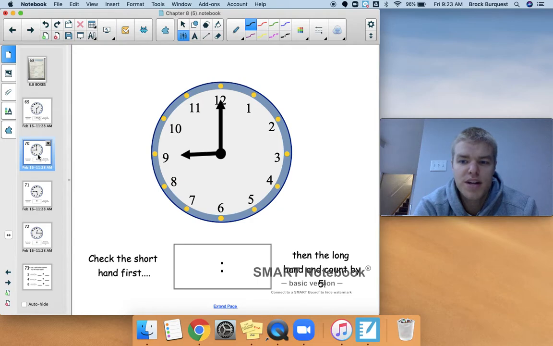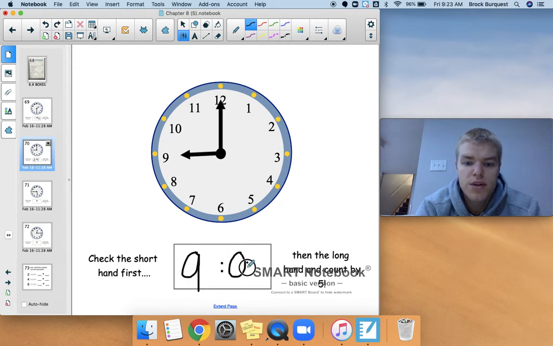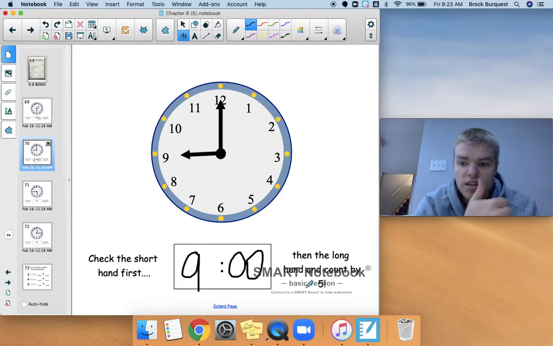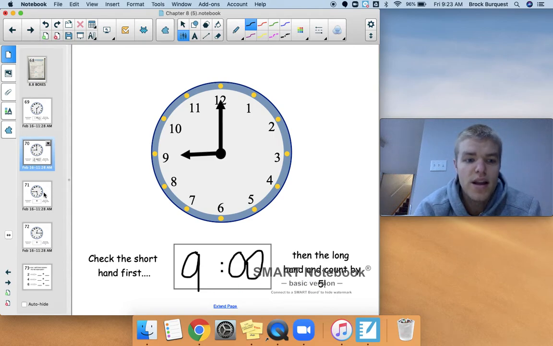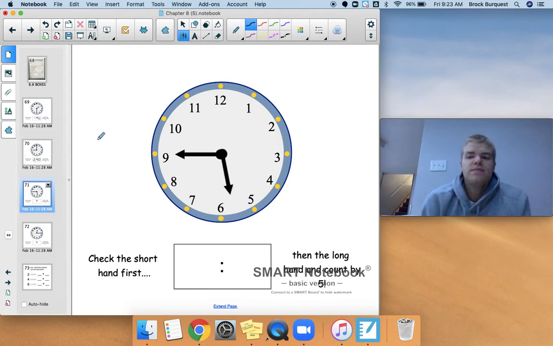Now that you have your answer written down, hopefully, let's look at the shorthand first. All right, I see that it's pointed right at the 9, so that lets me know we're going to write a 9 here. And if I have a hand straight up at the 12, we all know that means we're going to write 2 zeros for 9 o'clock. So if you were at 9 o'clock, good job, you got that one right. All right, let's look at our next one. Made it a little bit trickier for you now. What do you think? Remember, check the shorthand first and then the longhand.